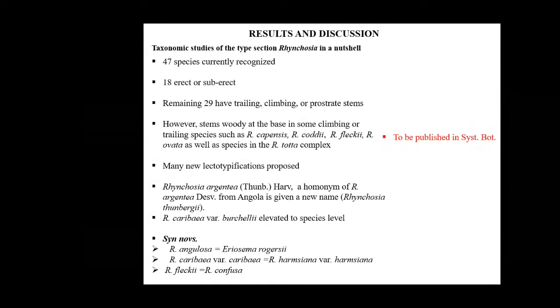Coarsehair argentea was found to be a homonym of a species from Angola, hence it was given another name, Coarsehair tumbengi. And Nicosia caribaya was elevated to species level and is now recognized as Nicosia apocelli, and a number of synonyms were also made. Next slide.